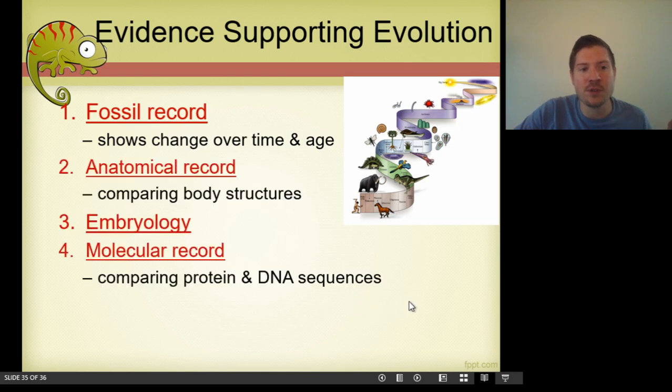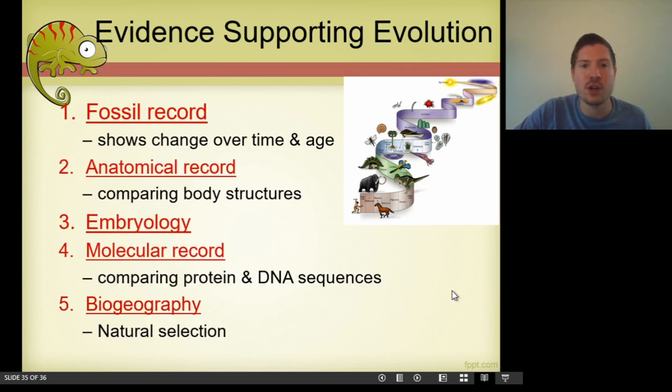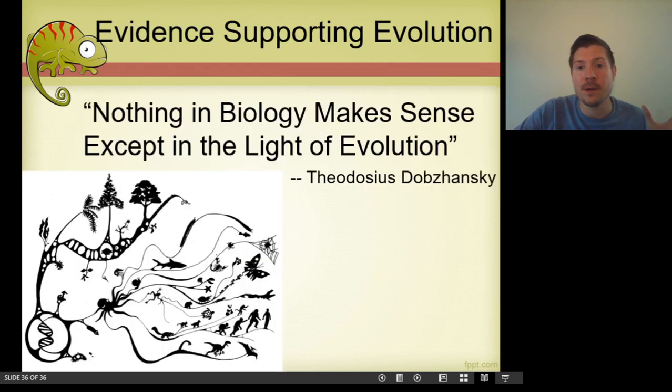So there we've gone through 5 areas of evidence for evolution, all things supporting how life has changed over time and the relatedness of species.